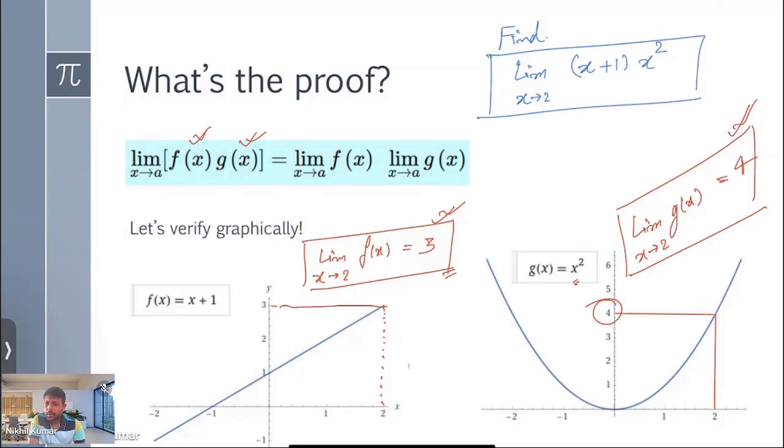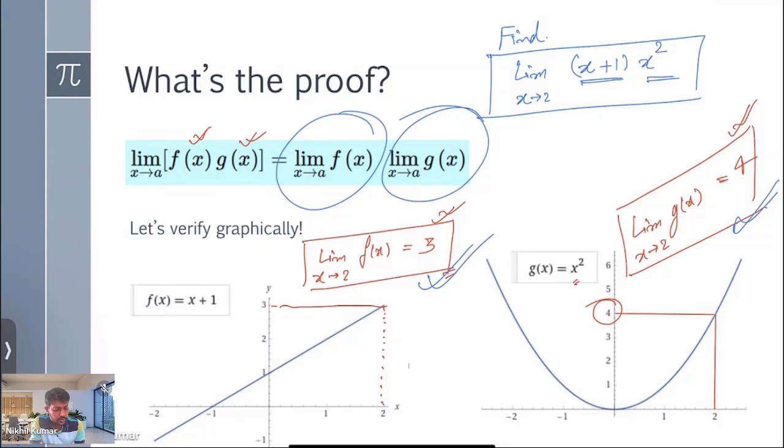Now, the property says that you find the individual limits of these two functions first. We found those limits, and then you multiply those two. So essentially this should come out to be 3 into 4, that is 12. That should be our answer according to the property. I've just applied the property here and I figured out that 12 should be the limit. Let's see, is it actually the limit of this function?